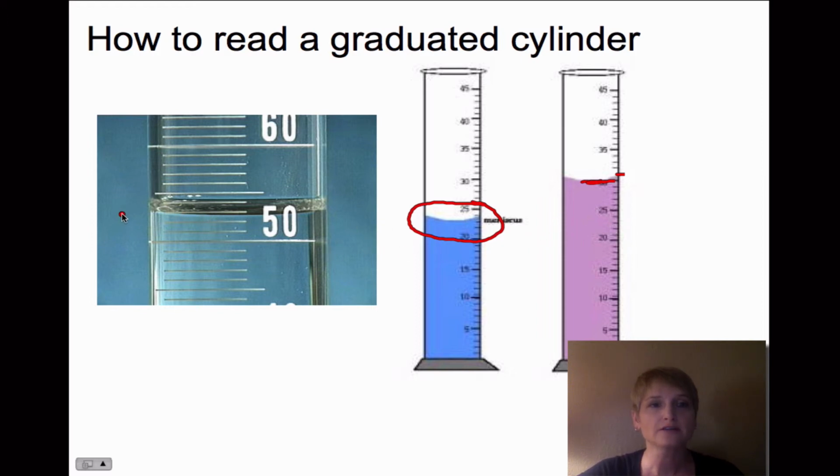Over here, this one's clear, so it looks a little bit different, but still you're looking at the bottom of this meniscus. You're looking for that bottom edge there. And so to read this, you have to figure out how many lines are between 50 and 60. So there's 1, 2, 3, 4, 5, 6, 7, 8, 9, 10. So this would be 53 milliliters.